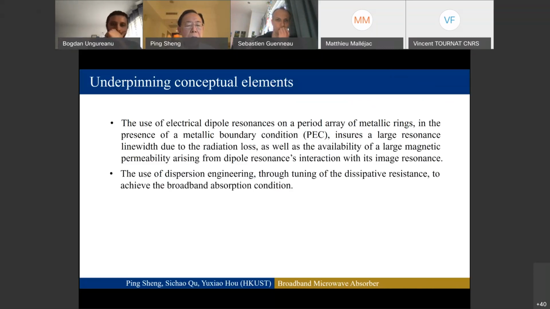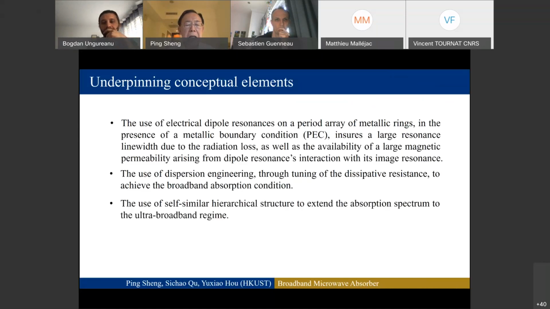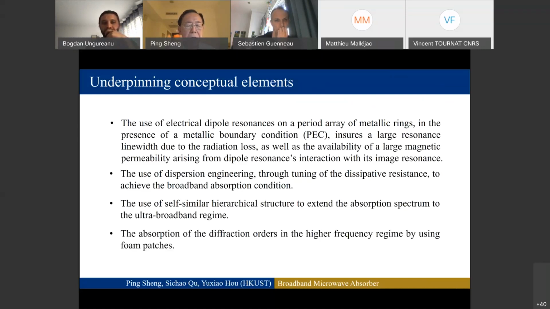Once we have that, the next step is to use something called dispersion engineering, by tuning the dissipative resistance to achieve the broadband absorption condition. Then we are going to use a self-similar hierarchical structure to extend the absorption spectrum to the ultra-broadband regime. And then the absorption of the diffraction orders: once you have the ultra-broadband regime, diffraction definitely kicks in, and you want to absorb these diffraction orders before they get out of the sample. For that, we use conventional foam patches.